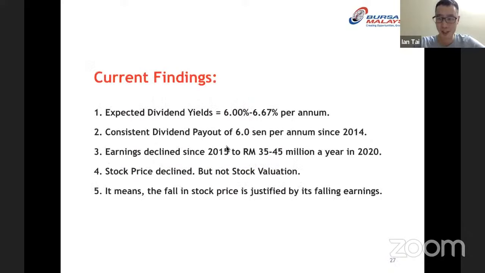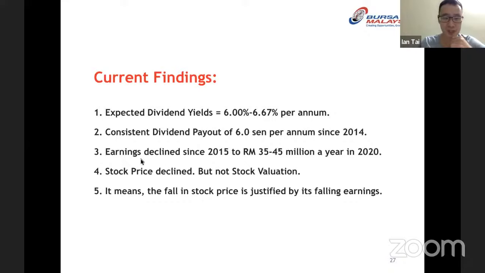Okay, so this is actually the summarized findings of our first case study. The expected dividend yield is 6 to 6.67% per annum. A lot of people say, hey, very good. Consistent dividend payout since 2014. A lot of people will still be thinking, very good.